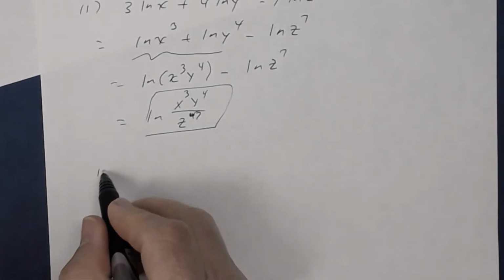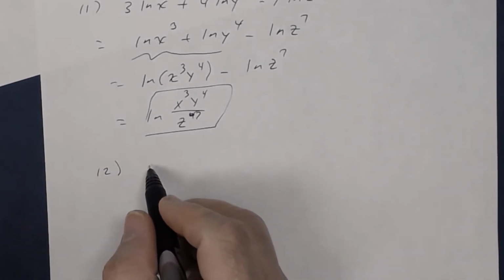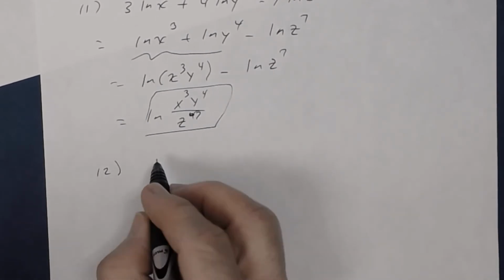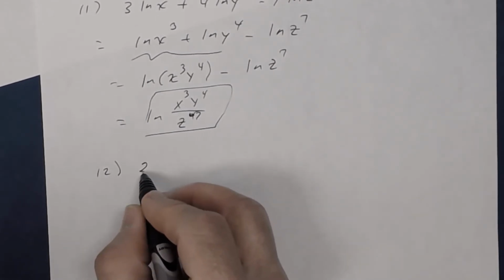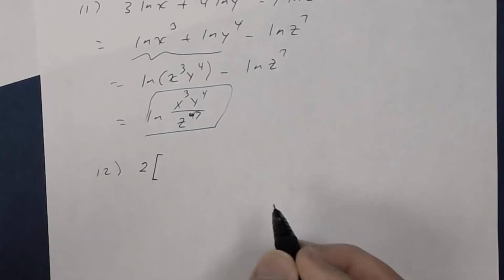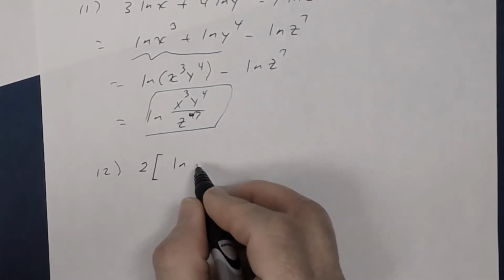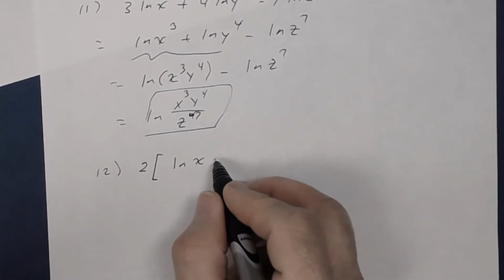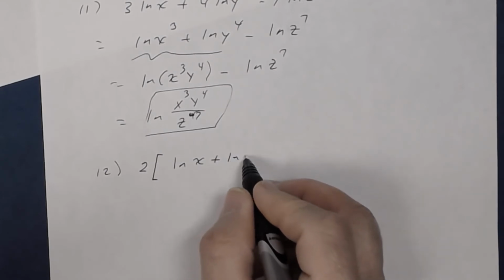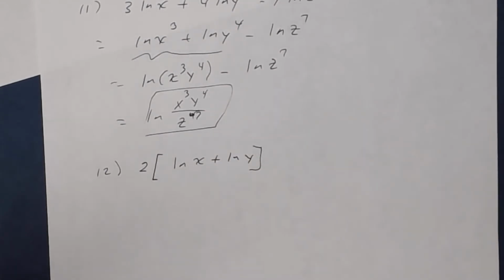All right, number 12. Let's make this a little bit simpler at first. So suppose I had 2 times, in brackets, the natural log of x plus the natural log of y. Okay, 2 times the natural log of x plus 2 times the natural log of y.